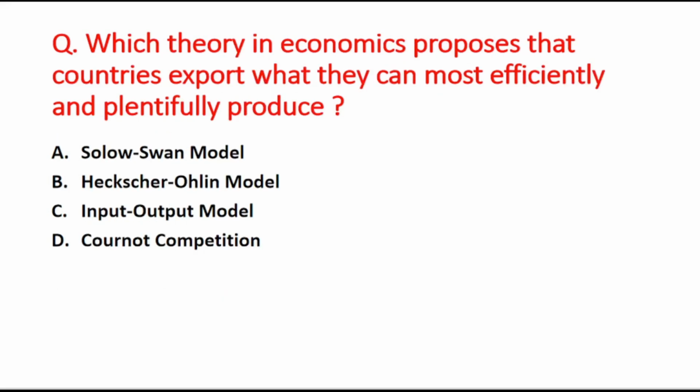Next is, which theory in economics proposes that countries export what they can most efficiently and plentifully produce? A option is Solow-Swan model, B option is Heckscher-Ohlin model, C option is input-output model, and D option is Cournot competition model. Right answer is option B, that is Heckscher-Ohlin model.